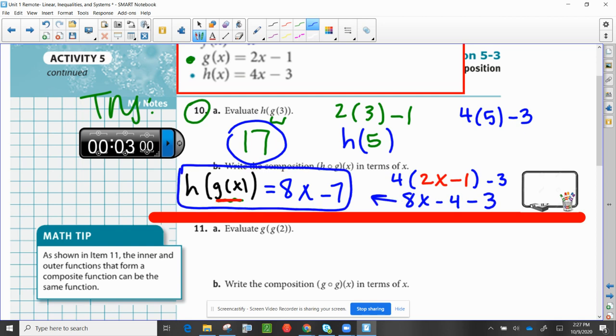Okay, so again, compositions are combining functions together. When we're evaluating, we're doing it in two parts. We evaluate the inner function and then use that to plug it into the outer function. When we're writing composite functions, we're starting with our main outer function. We rewrite that function, and anywhere we have a variable, we leave a blank spot. And then we fill in that blank with the inner function.